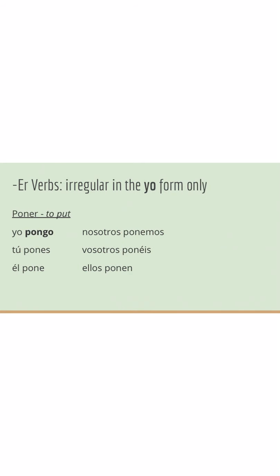And then we do see another one familiar here for poner, or to put. This is yo pongo in that yo form only. And then we see it conjugate as a normal verb throughout. Pones, pone, ponemos, ponéis, y ponen.